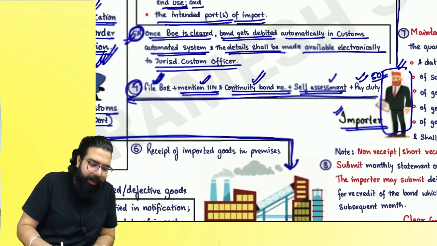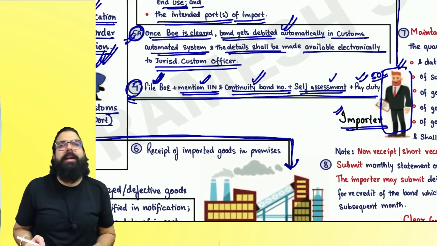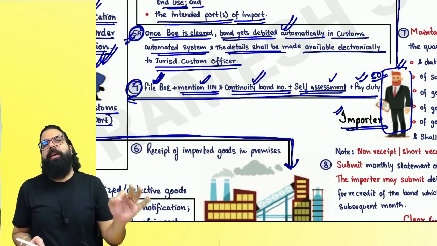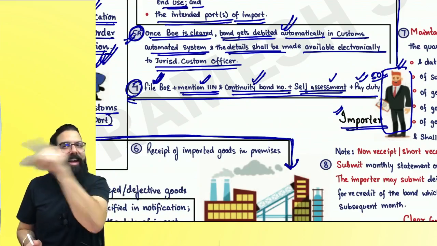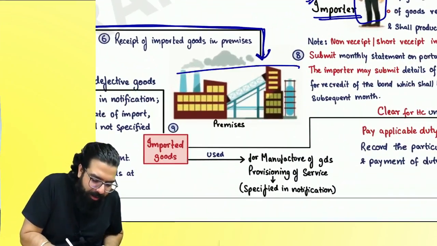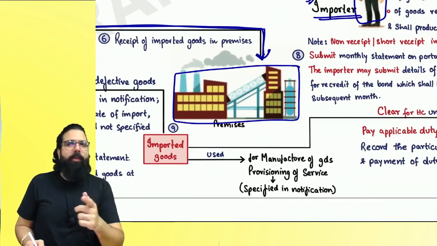When I clear the goods and get home, the bond will automatically be debited with the amount of concession that is allowed. People over here, now listen. My goods have come to my premises. What is the work I have to do?